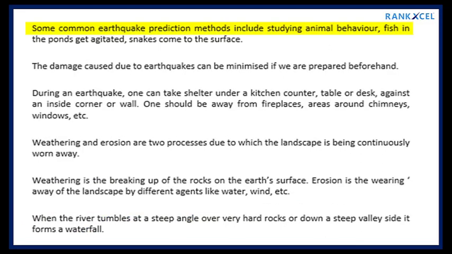Some common earthquake prediction methods include studying animal behavior. Fish in the ponds get agitated, snakes come to the surface. The damage caused due to earthquakes can be minimized if we are prepared beforehand.